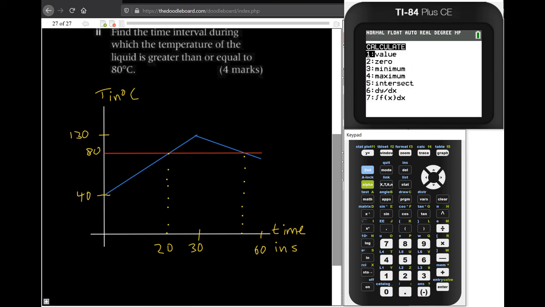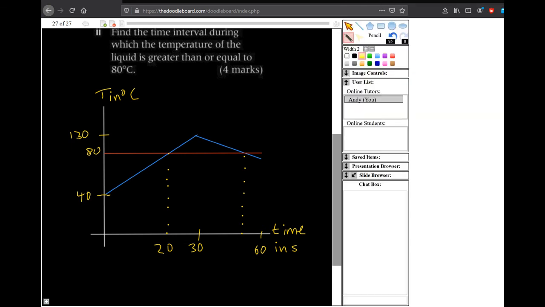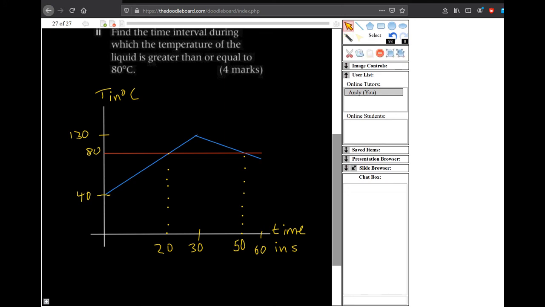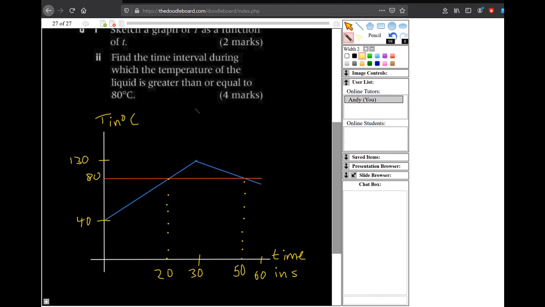Second calc, intersect again, move my cursor over like so, and curve guess, and there it's got 50. So that one is 50. So therefore, to answer the question, find the interval during which the temperature of the liquid is greater than or equal to 80, it is between here 20 and here 50. So T is greater than or equal to 80 when small t is greater than or equal to 20 and less than or equal to 50. Alright, and that should be the end.